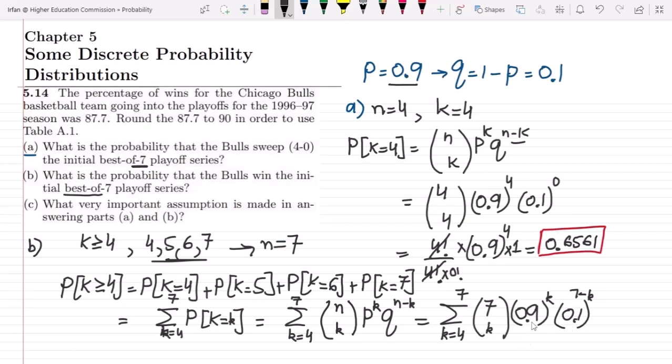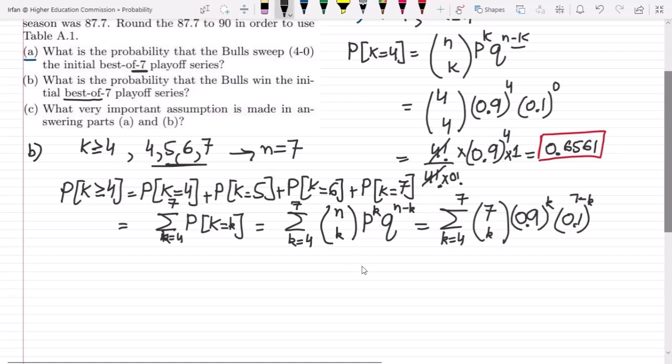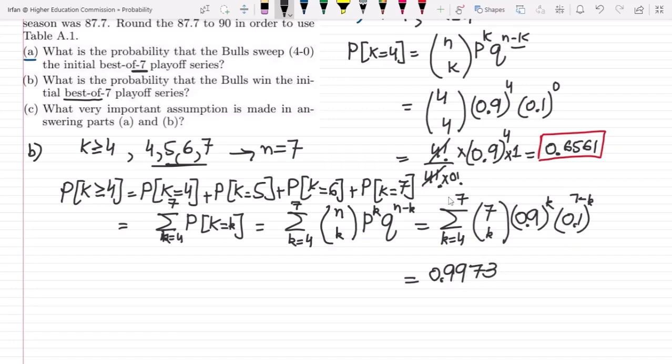Now after finding all these values and adding them together, which you can do very easily, the answer of it would be 0.9973. Okay, so that is the answer of part B of my question.